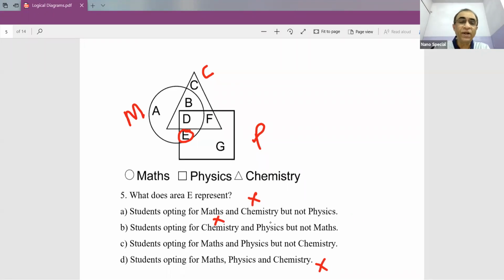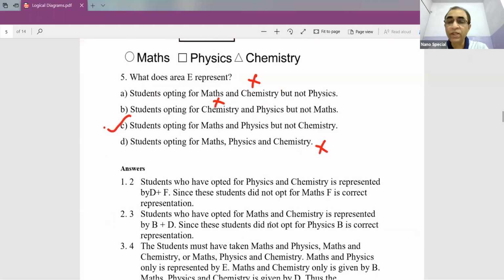Also you can find out that students opting for maths and physics, if you see, it is an intersection of the circle and the square, outside the triangle. That means outside of chemistry. Therefore, the answer is C. Okay. Let's go on. Satyanarayana, I hope you understood. Let's quickly go on.